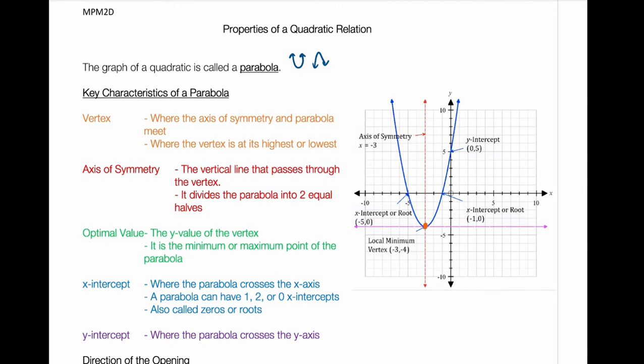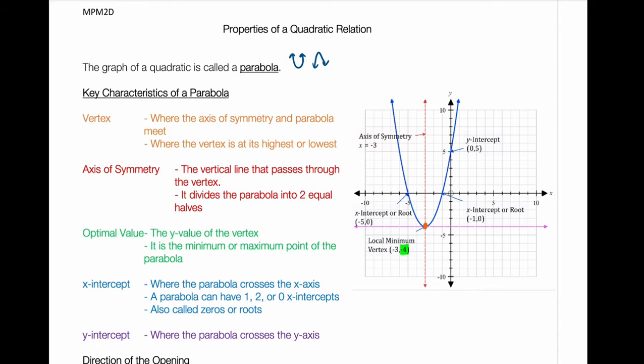The optimal value is specifically the y value of the vertex. Again, it's the maximum or minimum point depending on the opening. The reason we look at the y value of the vertex for the optimal value is that we see the arrows at the top here on our quadratic. Those are going to be increasing forever, extending up, and slightly spreading out.